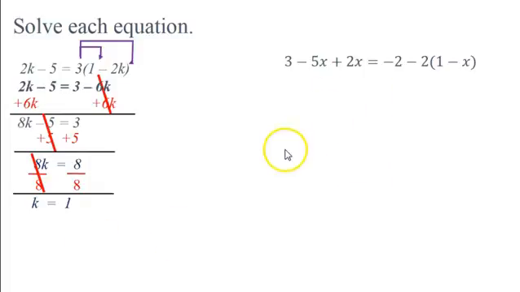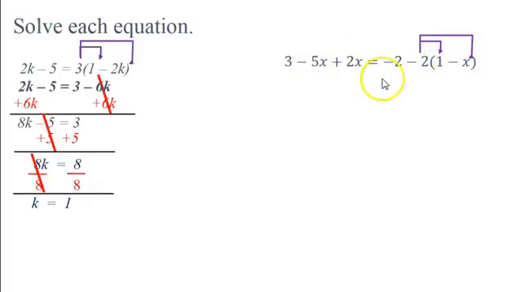For this next one, 3 minus 5x plus 2x is equal to negative 2 minus 2 times 1 minus x. There's a lot of steps here, and we're going to take them one at a time. I want to distribute first. Negative 2, and now notice that this is a negative 2, not a positive 2. This was a positive 3 that we distributed in before. This time we're going to distribute in a negative 2. So I'm going to have negative 2 times 1, negative 2. Negative 2 times a negative x, we have positive 2x.